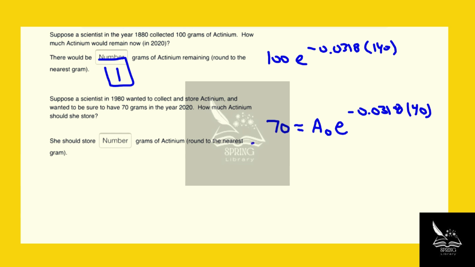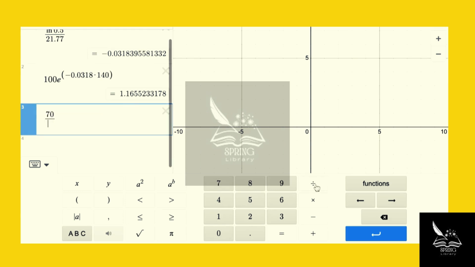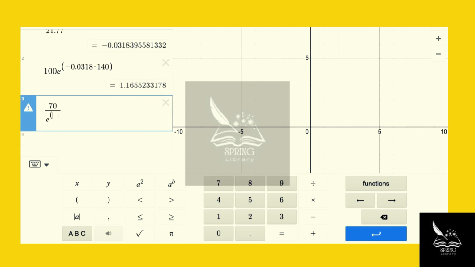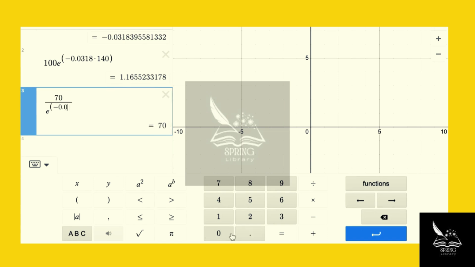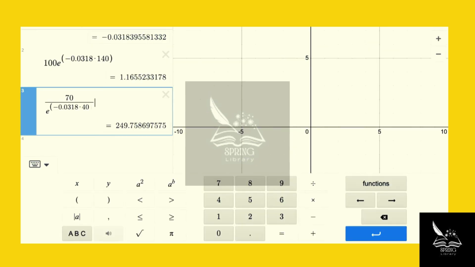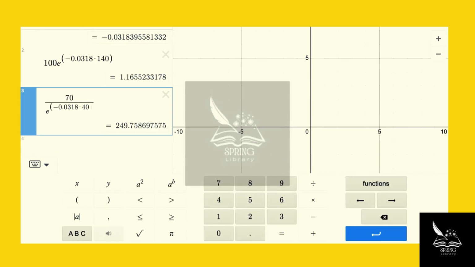And so we would just divide both sides of the equation by e to the negative 0.0318 times 40. That's just going to get rid of it on the other side, and we'll be left with just our initial amount. So 70 divided by e to the negative 0.0318 times 40. We'll say to the nearest gram, 250 grams.